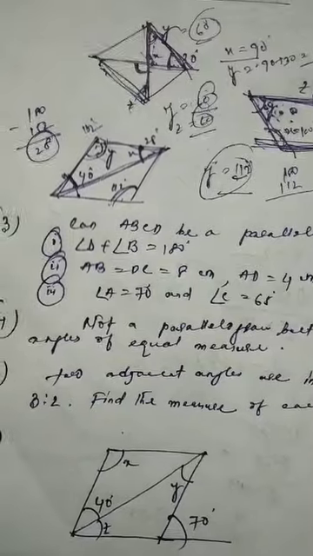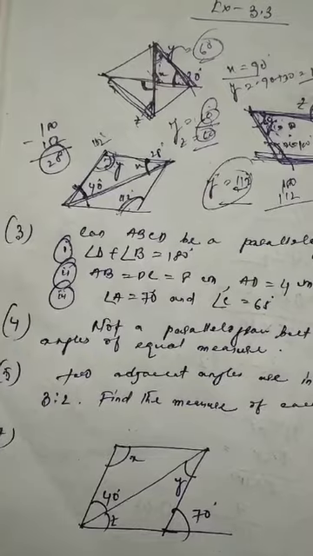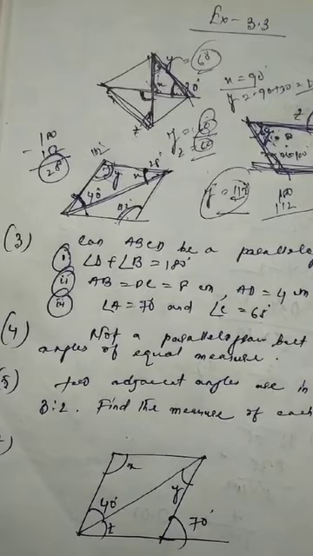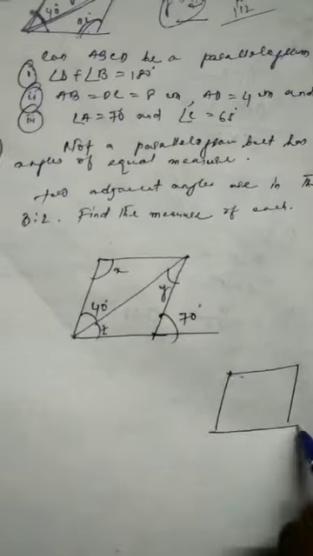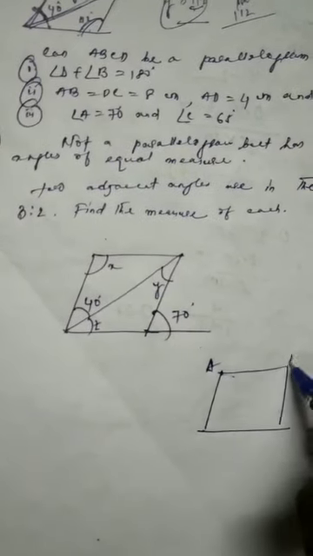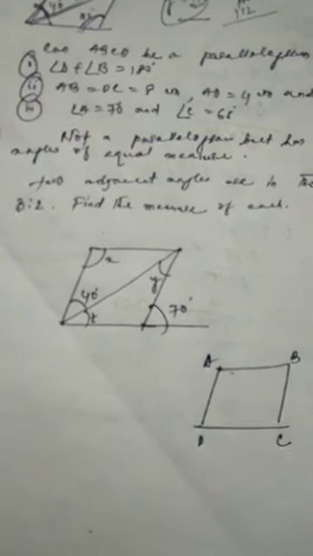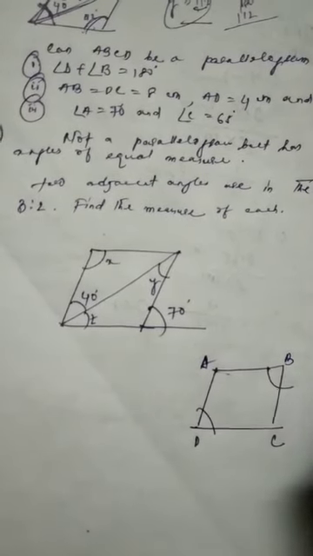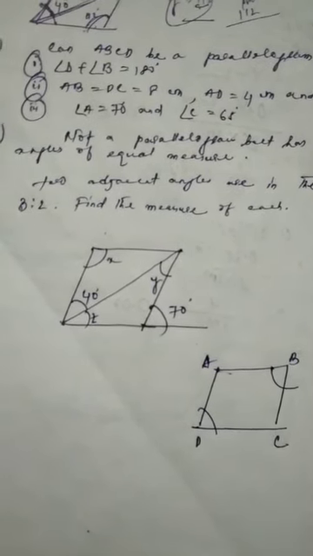Now, apart from this, look at question number 3: can ABCD be a parallelogram? Conditions are given. Angle D plus angle B is equal to 180 degrees. AB is equal to DC. Children, let me draw a figure first. ABCD. Now, the condition is angle D plus angle B is equal to 180 degrees.